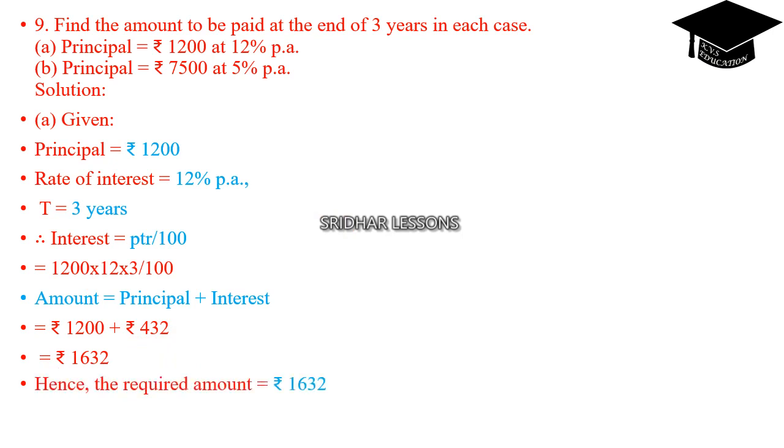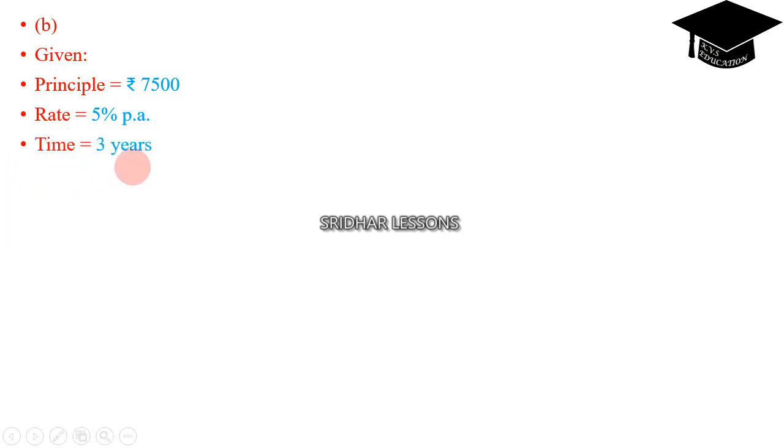Next question. So the required amount is 1632 rupees. Question B. Given that the principal is 7500 rupees and the rate of interest is 5% per annum. The time is equal to 3 years. So the formula is interest is equal to PTR by 100. That is 7500 into 5 into 3 by 100, which is equal to, upon cancellation, 1125 rupees.